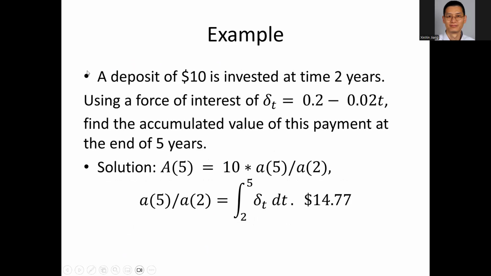Another example. A deposit of $10 is invested at time 2 years, using a force of interest of delta t, which is a decreasing function. Well, t cannot be too big, cannot be greater than 10 years. So find the accumulated value of this payment at the end of 5 years.